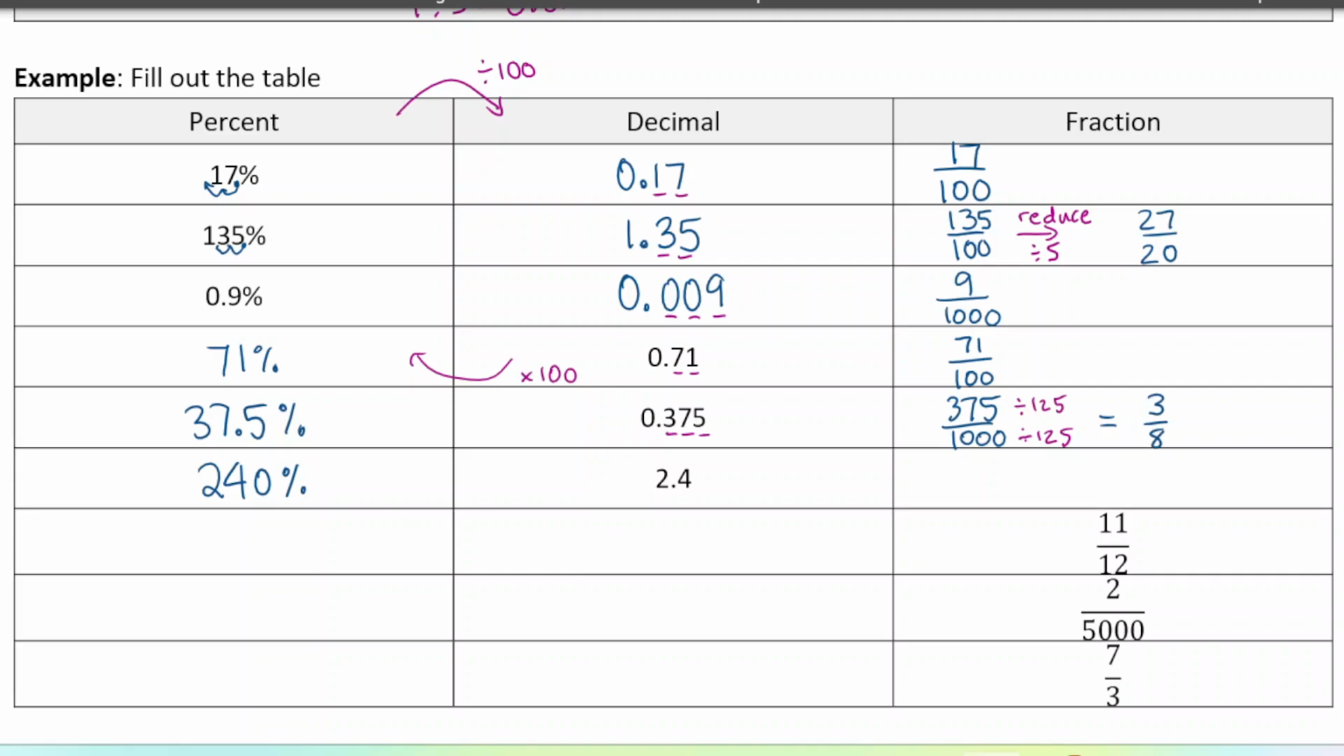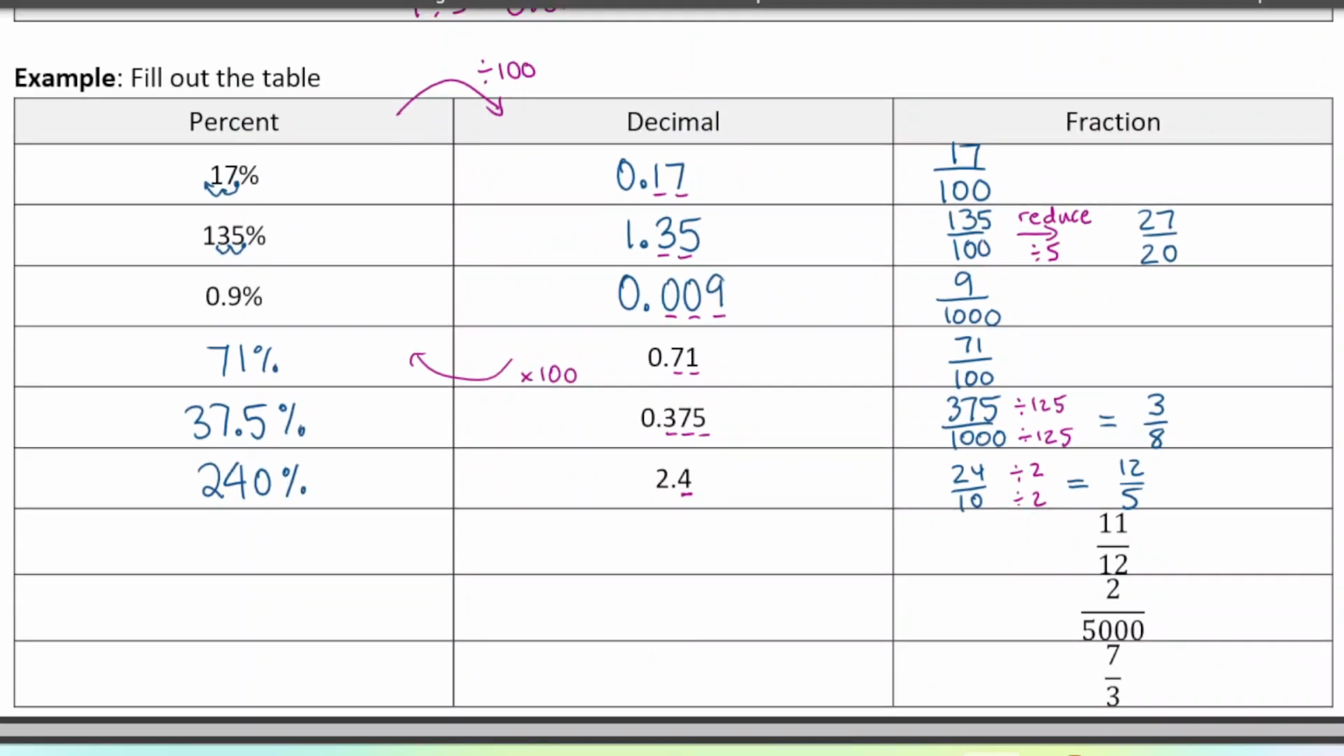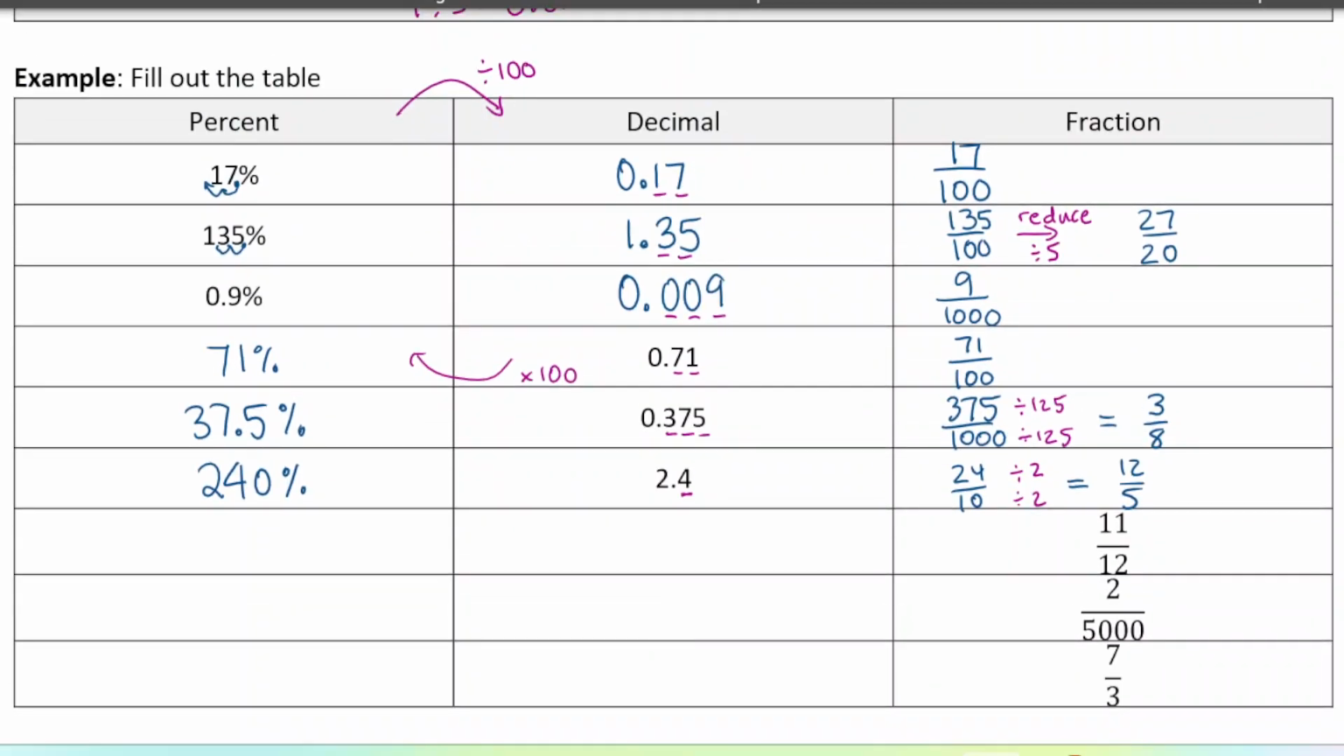And then 2.4, that's going to be only out of 10. So we have 24 tenths, and we can reduce this one by dividing by 2. So we get 12 over 5. Okay. All right. Last but not least, we have fractions into decimals and then into percents. So to get a fraction into a decimal, we simply divide.